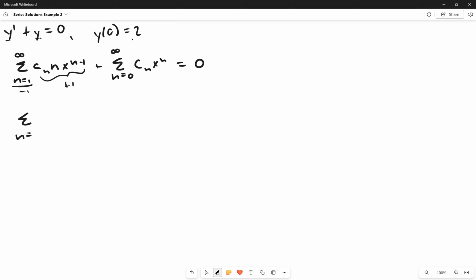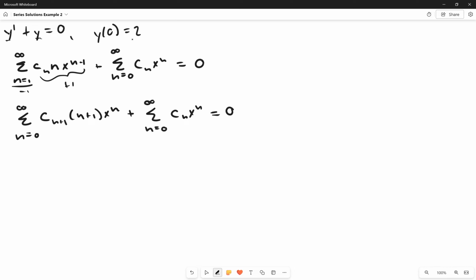So if we go ahead and write that out, we're just going to have n equals 0 to infinity. I'm going to do this in one step. c sub n plus 1 times n plus 1 times x to the n, right? Because negative 1 plus 1 is just n, just arithmetic there. And then the second series does not change. And that is still all equal to 0.